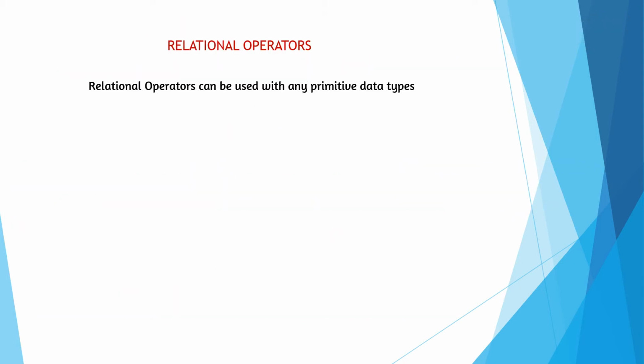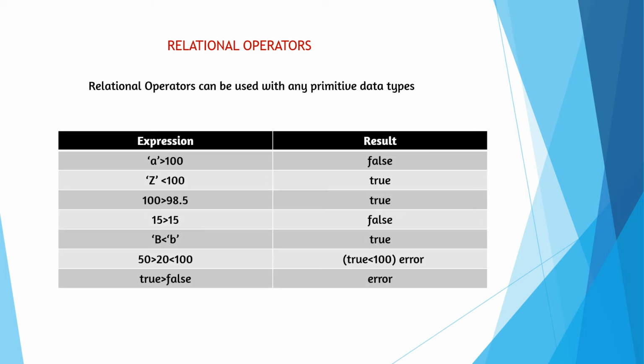Some more examples we can see. Relational operators can be used in any primitive data types. Not in strings, but any kind of primitive data types we can use it. So here we can see the example, character A greater than 100. If you are given a question like this, in this case, the ASCII code will be taken for checking because we cannot check capital A or small a with the value 100. So ASCII code of A will be taken as already discussed.